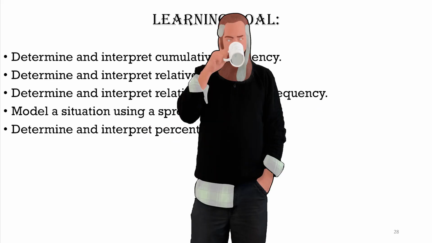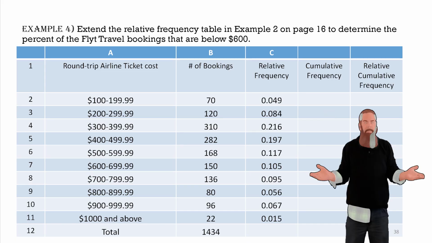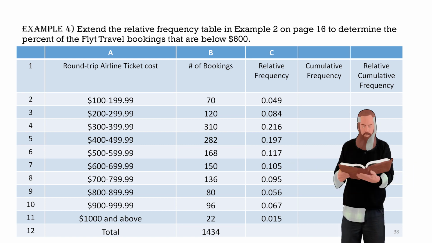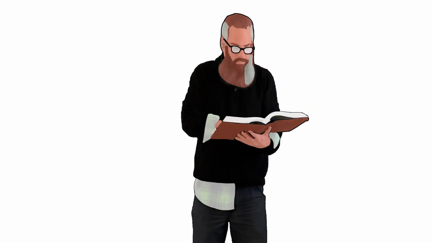Now let's determine and interpret cumulative frequency. Let's extend the relative frequency that we saw previously to determine the percentage of Flyt Travel bookings that are below $600. The relative frequency column only gives you the information for one interval. To answer this question, you need to calculate the cumulative frequency and the relative cumulative frequency.